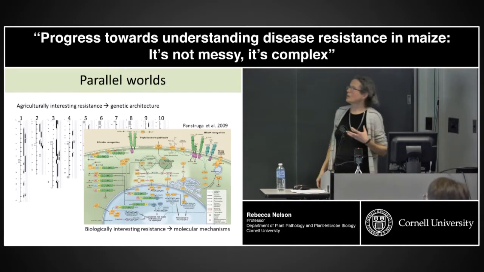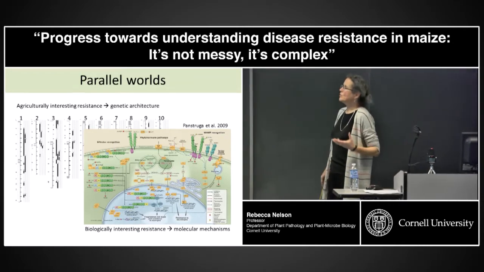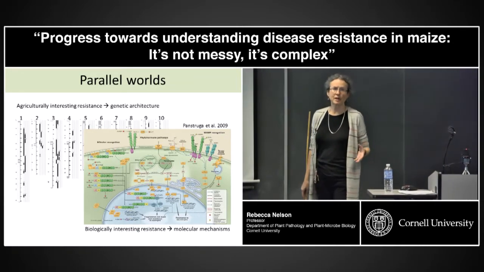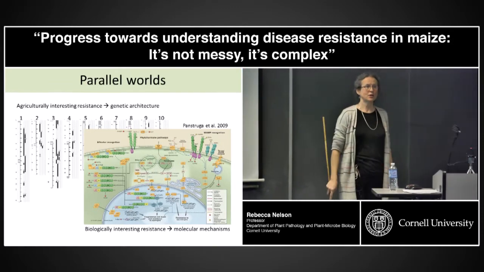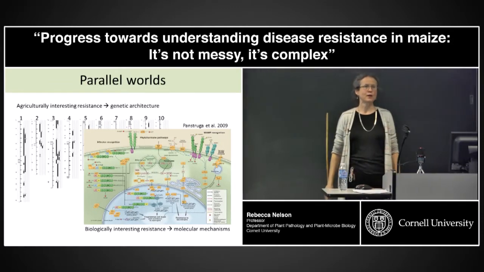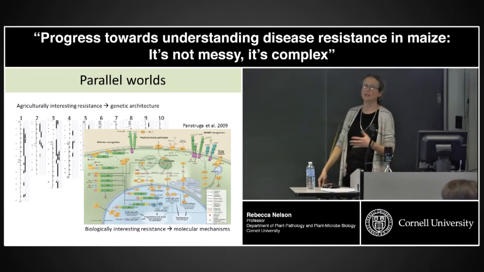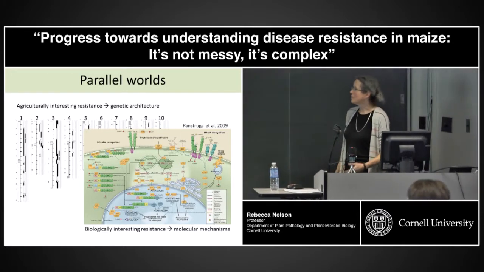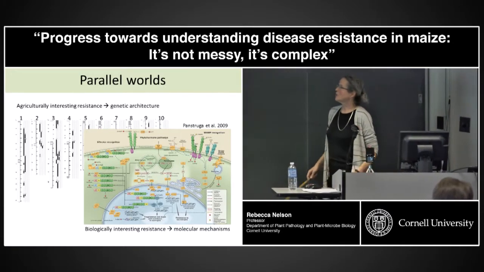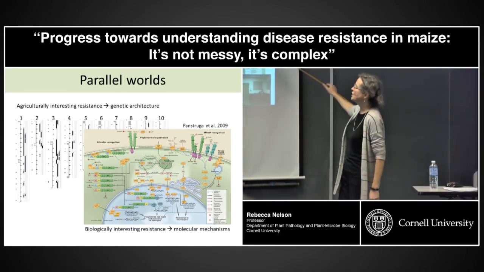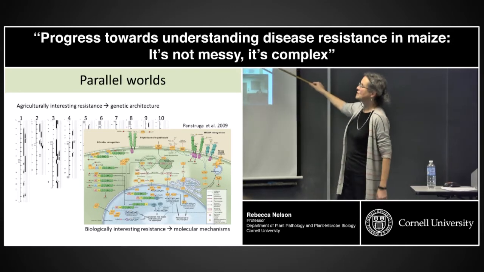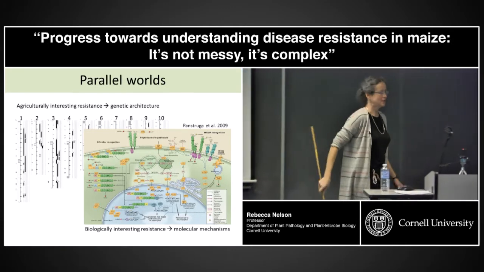And so then we undertook the project of trying to relate that genetic picture to the emerging molecular understanding of this trait of disease resistance that's coming out of a great deal of work in Arabidopsis and many, many systems. So trying to figure out how this machinery, this system of resistance, maps onto that genetic architecture.